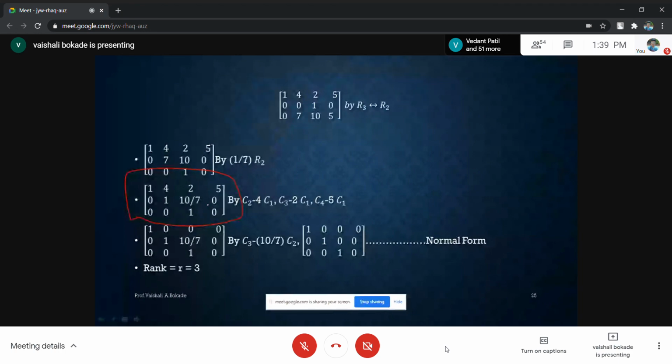For some matrices, when I am using transformations, I'm not getting any row as a 0 row. For certain matrices, it is not that the bottom row converts to 0. I'm not always getting the bottom row as a 0 row. So for this example, I'm not having any 0 at the bottom.